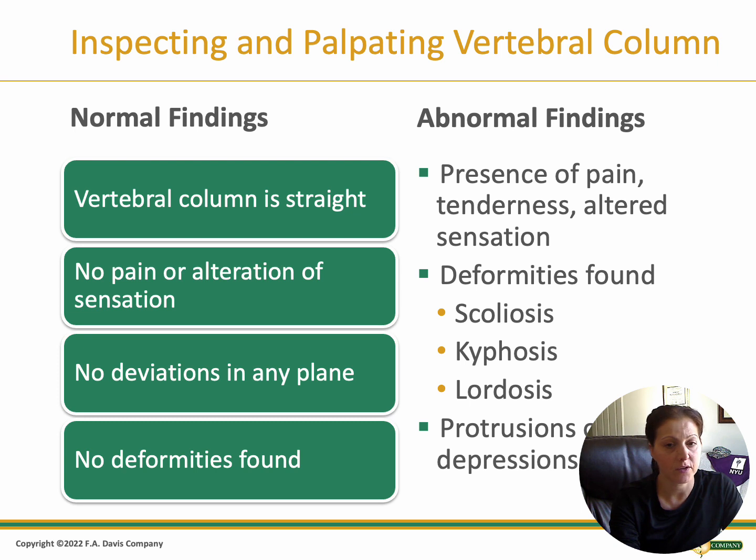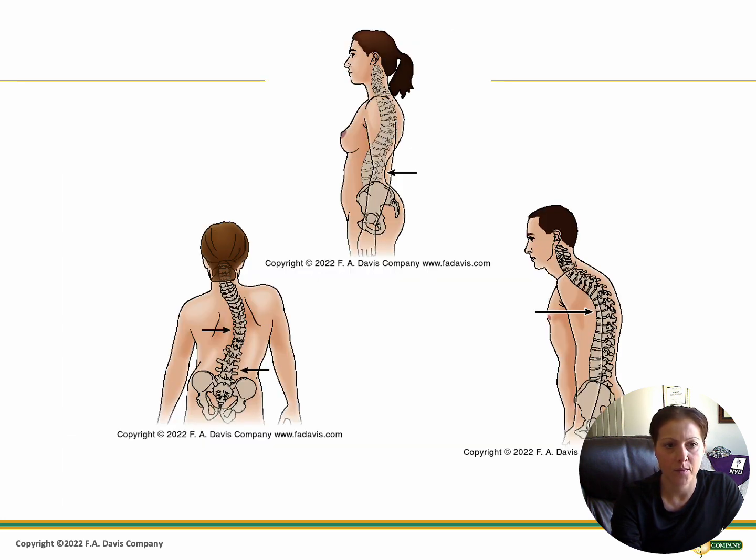The column should be straight. There should be no pain. There should be no deviations in the actual plane, the cervical, thoracic, and then lumbar, and you shouldn't find any protrusions or depressions. The bottom left picture is an example of scoliosis. The bottom right picture, where my face is, is an example of kyphosis. And the top is an example of normal lordosis. In pregnancy, lordosis becomes a little bit more pronounced as the uterus protrudes forward. The back has to support that growing uterus.